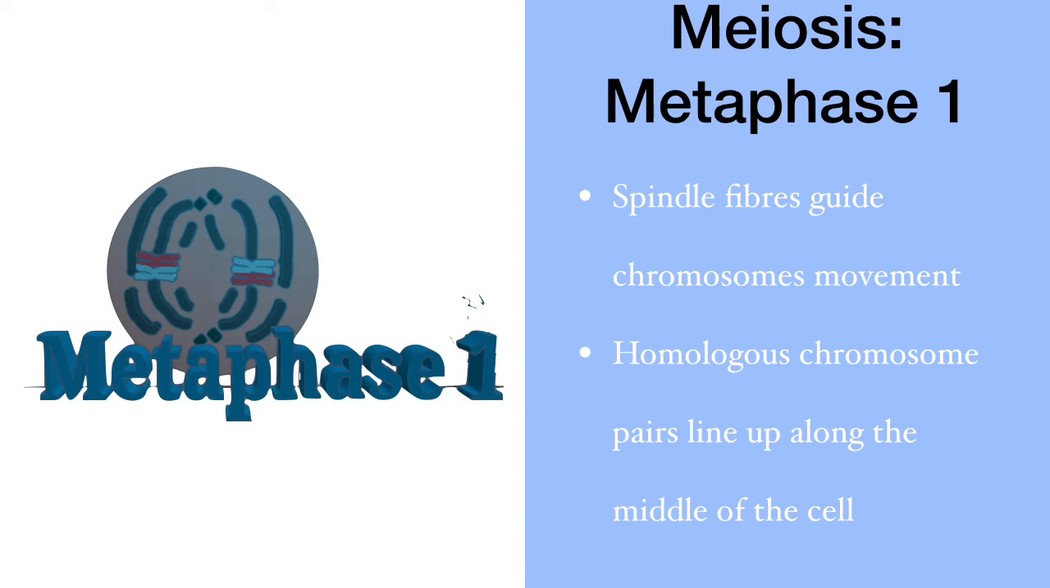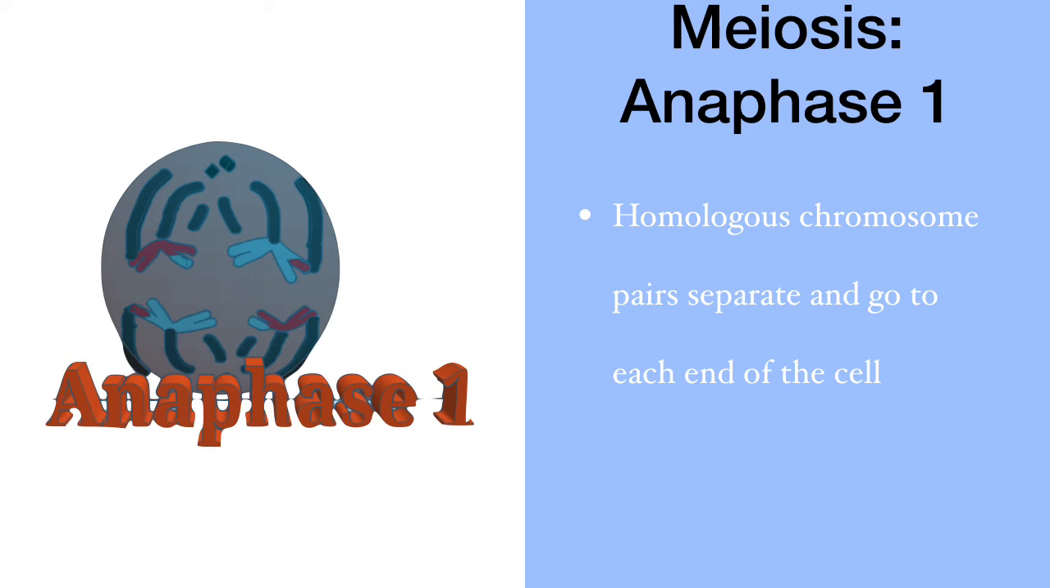Next is metaphase 1. This is the phase where the spindle fibers guide the chromosomes' movements. Then, homologous chromosome pairs line up along the middle of the cell. Anaphase 1. This is where the homologous chromosome pairs separate and go to each end of the cell.